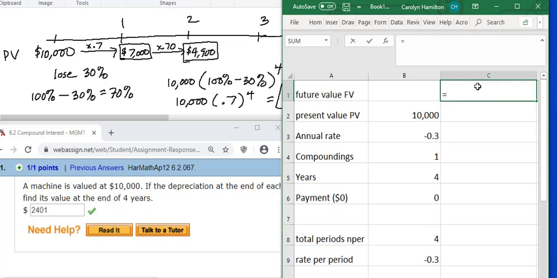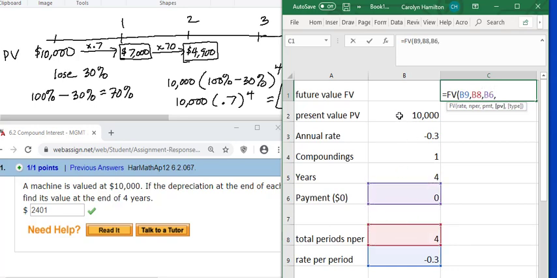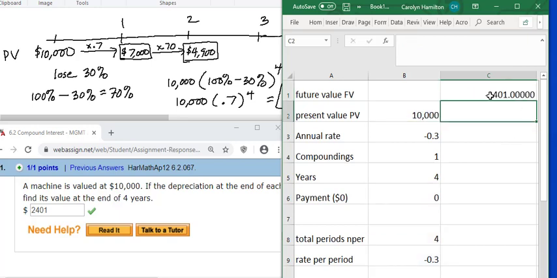Future value equals, to put it into calculation mode, future value with a tab, interest rate per period, lose 30%, comma, for 4 years, no additional payment, start out with a value of 10,000. You can have it default to 0 for the type. And there it is, 2401. And notice that Excel puts opposite values on the future value and the present value. And I will explain that in the next section, something to look forward to.